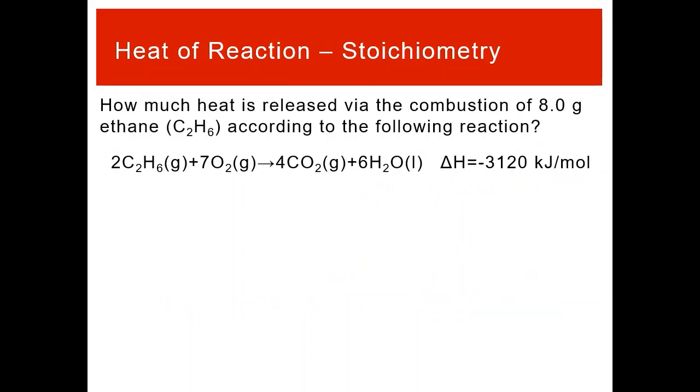Look at an example. How much heat is released via the combustion of 8 grams of ethane, which is C2H6, according to the following reaction? So 2 C2H6 plus 7 O2 becomes 4 CO2 plus 6 H2O, delta H negative 3,120 kilojoules per mole. So let's go pop over and see what this looks like when we actually work it out.